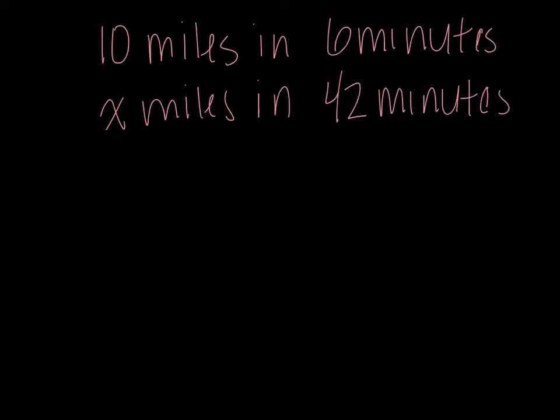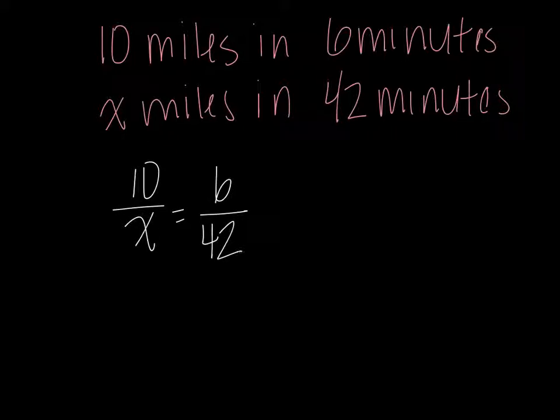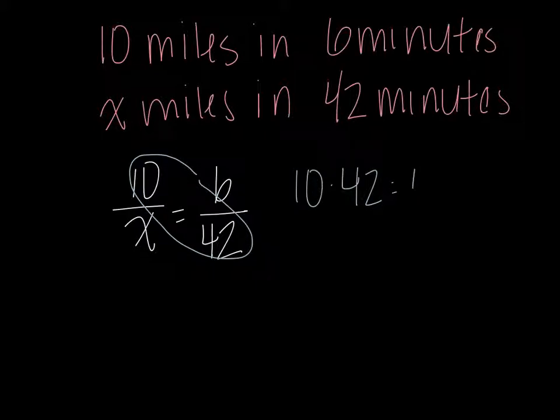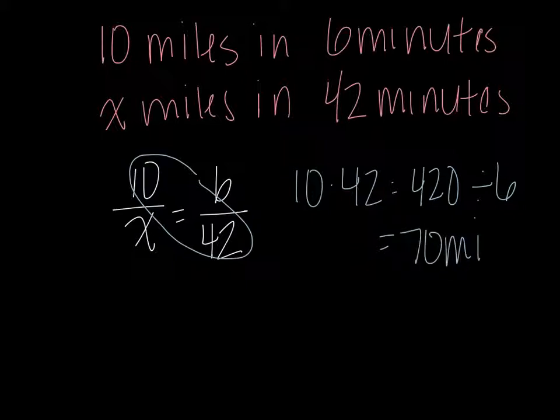Try setting up your proportions and solving this one on your own. So pause the video and restart it to check your work. In this one, our first ratio would be 10 miles over x equals 6 minutes over 42 minutes. And then we would cross multiply. 10 times 42 is 420. Divide it by 6 equals 70 miles. So our answer would be 70 miles.